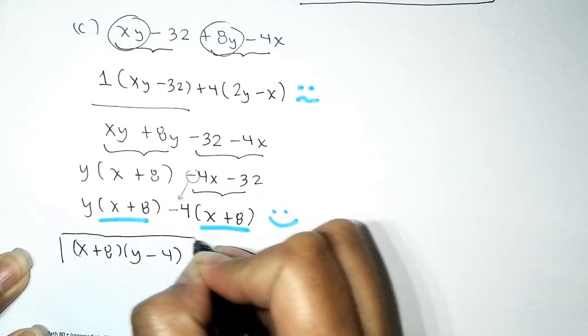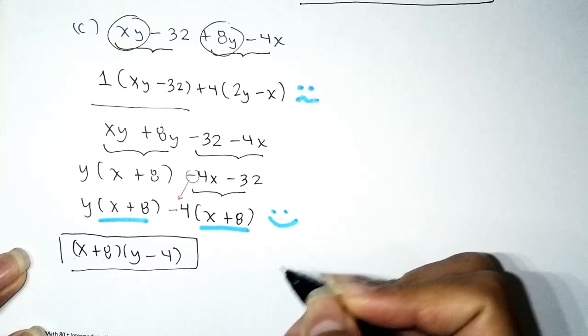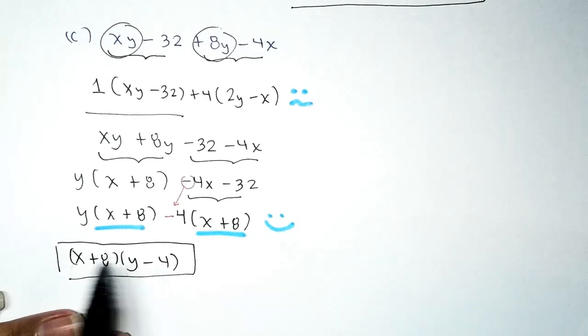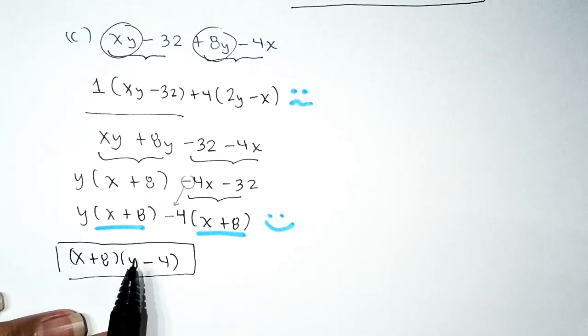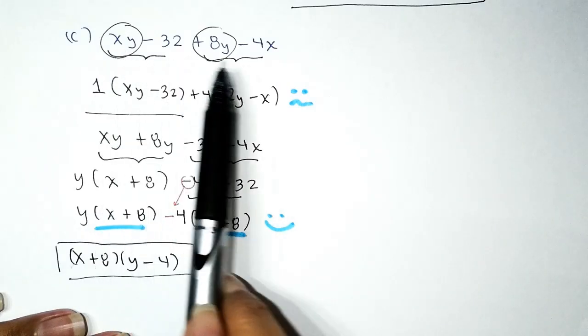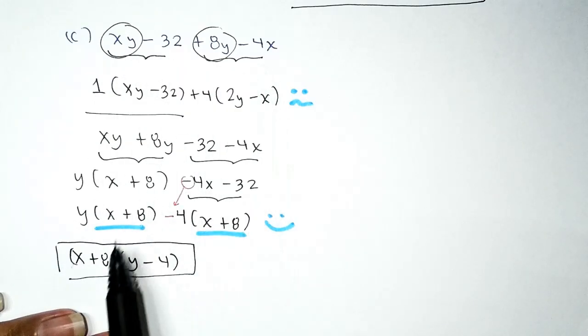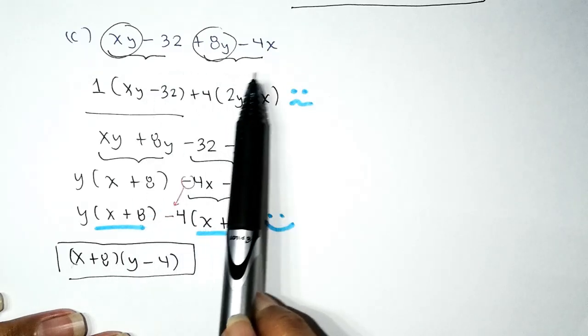Now, how do you check it? I forgot because I was so excited, okay? But to check it, you're just going to FOIL it back out. You're going to multiply it back out and then verify that you have the same 4-term expression. The terms may be in a different order after you FOIL it out, but you'll get the same 4 terms.